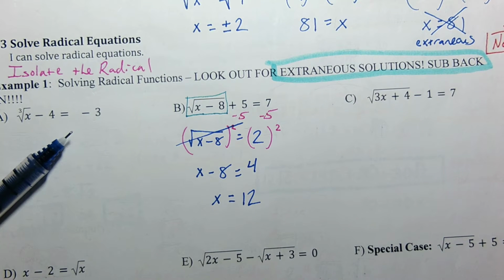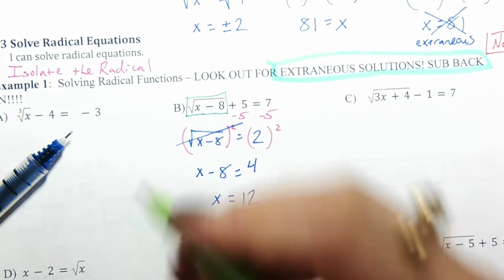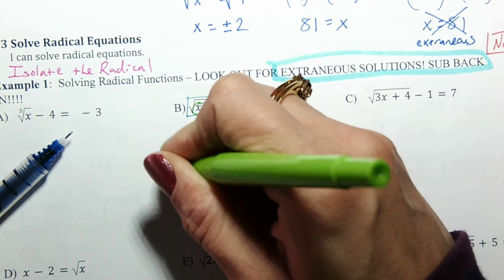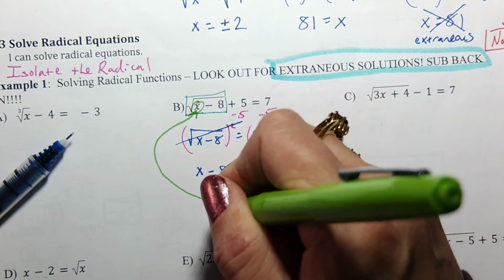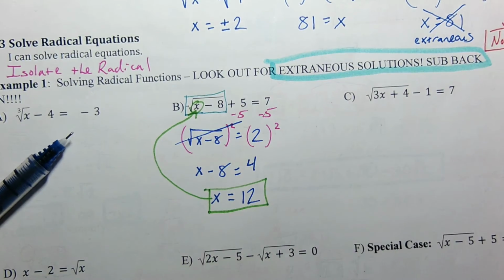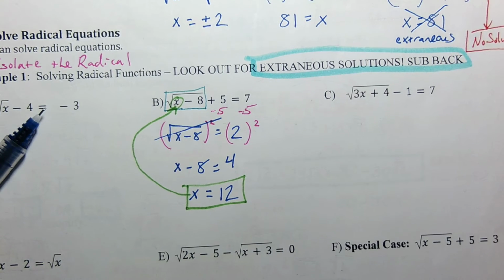Before I put a box around it, though, we are going to check this by plugging it back in for x in the original problem. What's 12 minus 8? 4. What's the square root of 4? 2. What's 2 plus 5? 7. Boom! It works. So that really is our answer.